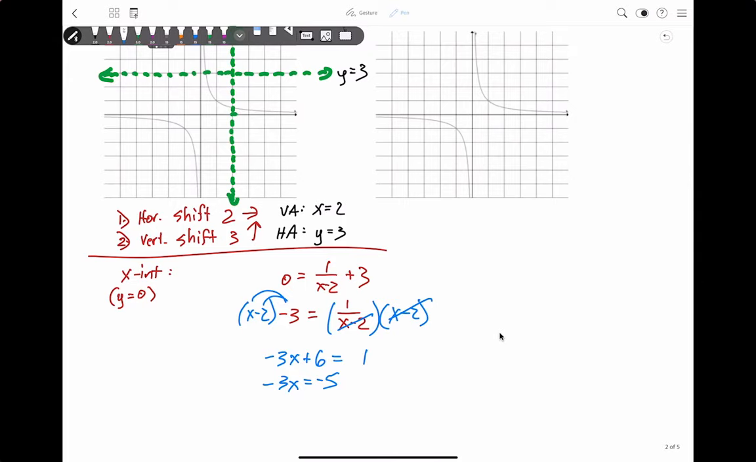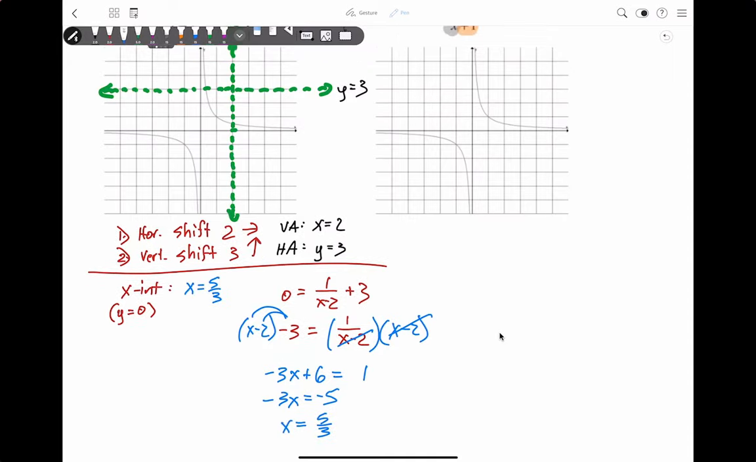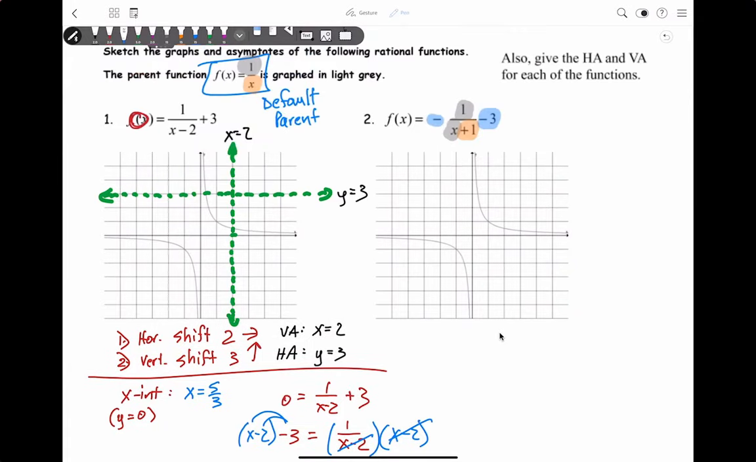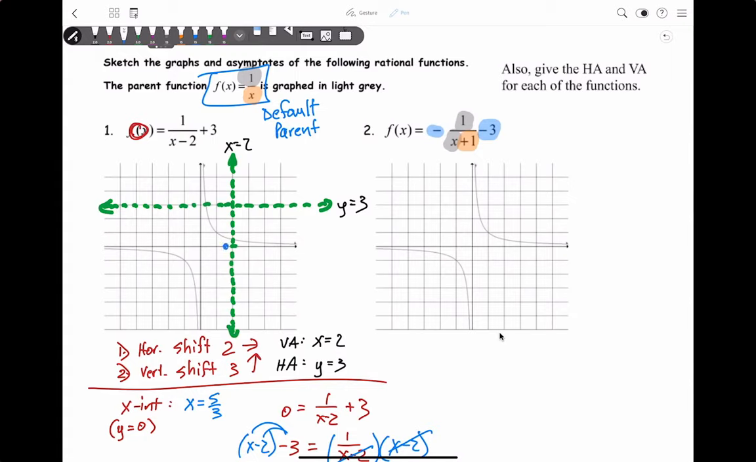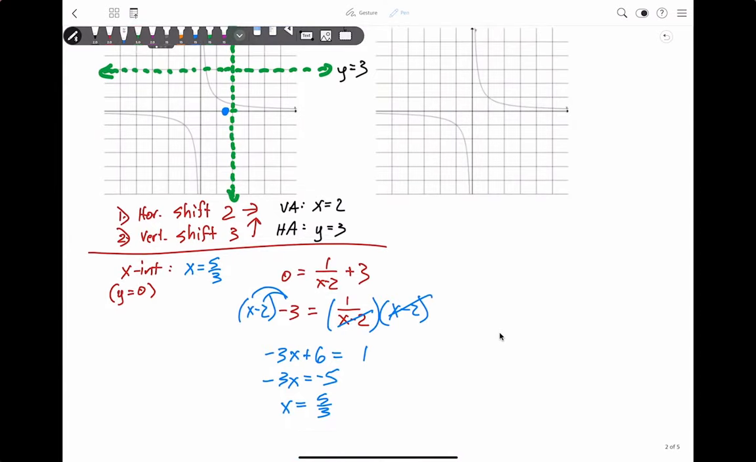So x is equal to 5/3 is where my x-intercept occurred, okay? So 5/3 is like 1 2/3. So 1 2/3 is going to be about right there. That's where my x-intercept on this transformed graph is going to occur, okay? So now let's come over here and look for my y-intercept.